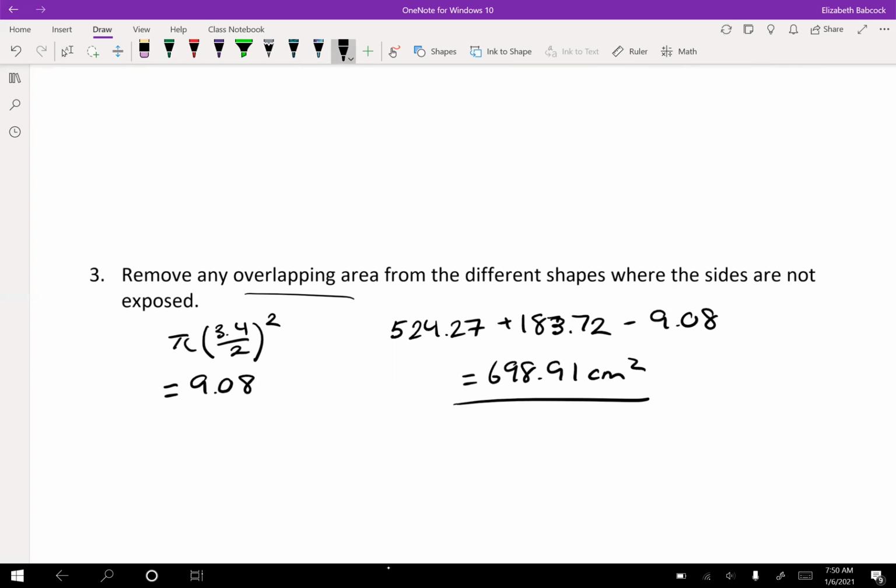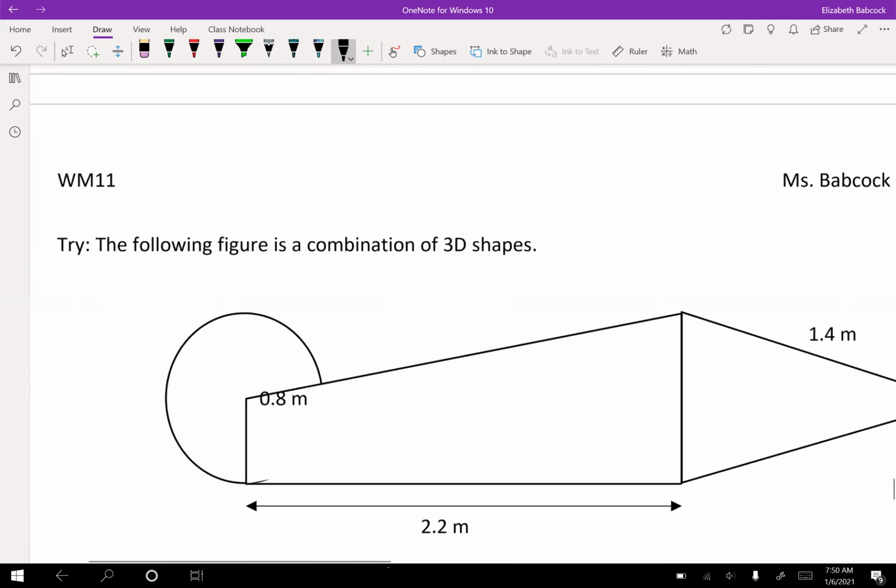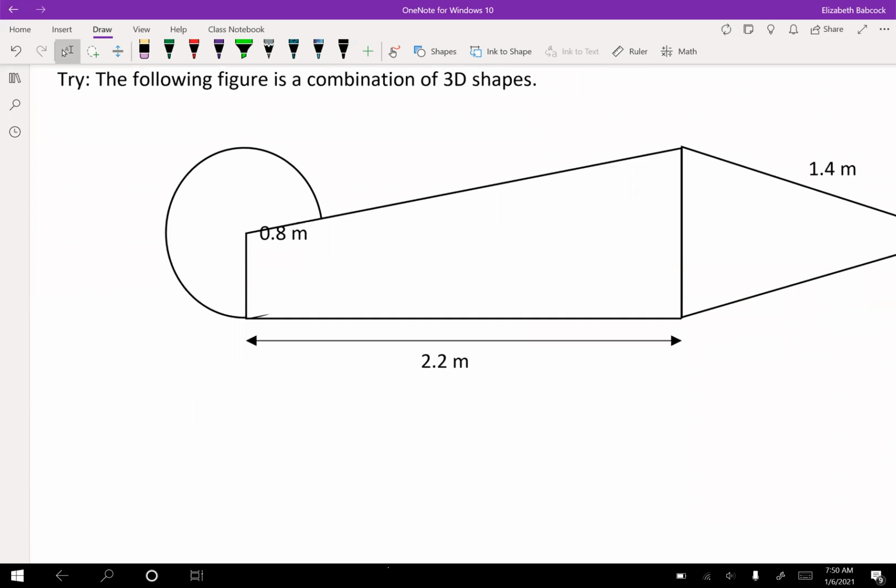Okay. This next one got mixed up on your notes. Hopefully it didn't get mixed up on your copy. My copy I printed at home was fine, so hopefully yours is too.